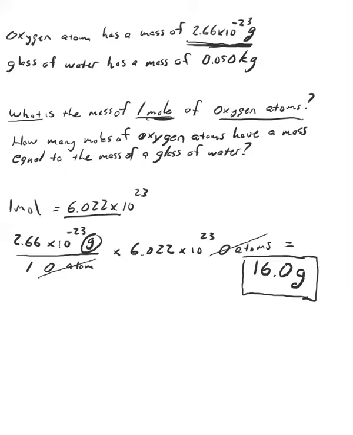Okay. There you go. So that's part A. So that one's pretty basic. It's just saying, look, this is how much 1 weighs. How much does 6 times 10 to the 23rd weigh? Just multiply it by that number.